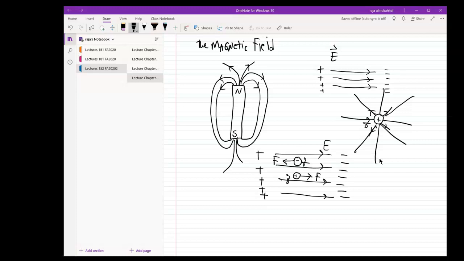So here's the force. Basically, as you can see, the electric field is parallel to the force, or it can be anti-parallel to it. In other words, an opposite direction. You see what I'm saying? So it's either parallel or anti-parallel, depending on the sign of the charge.